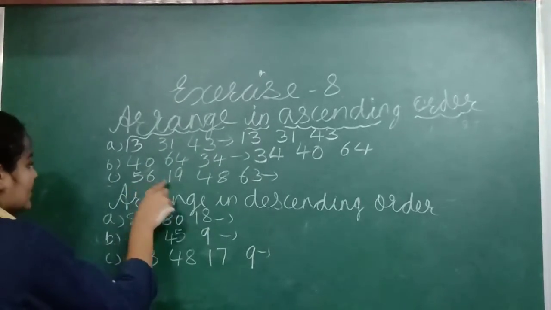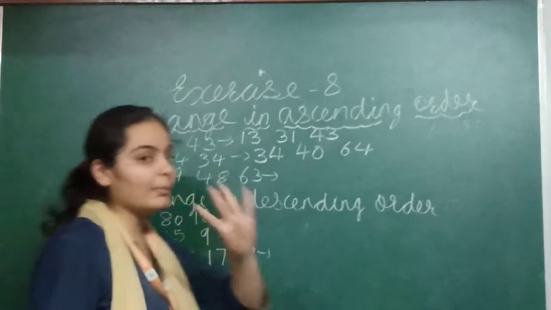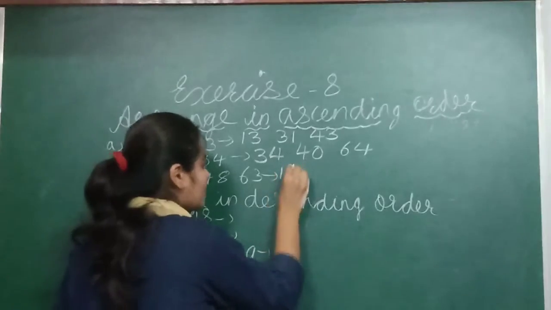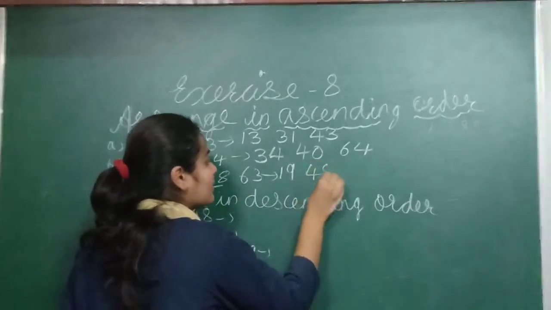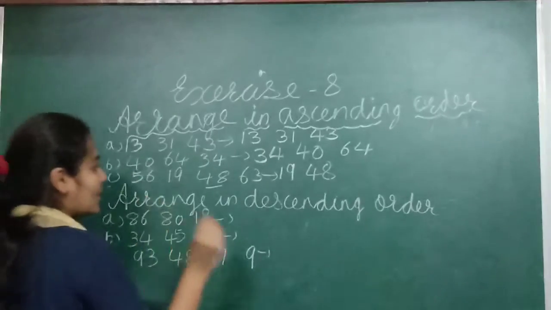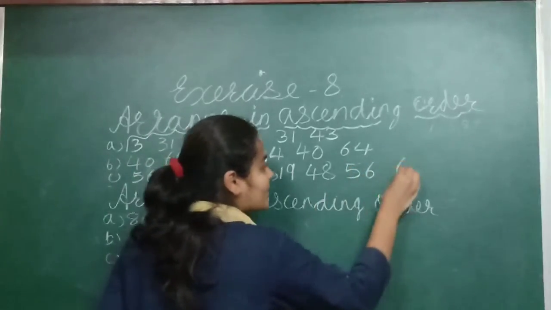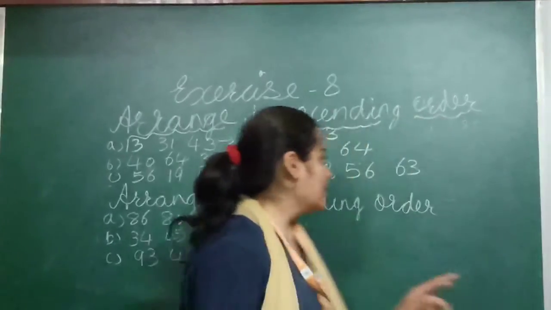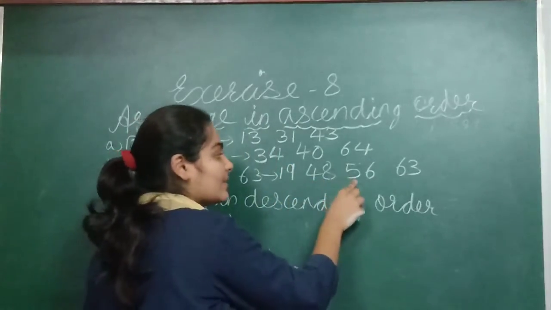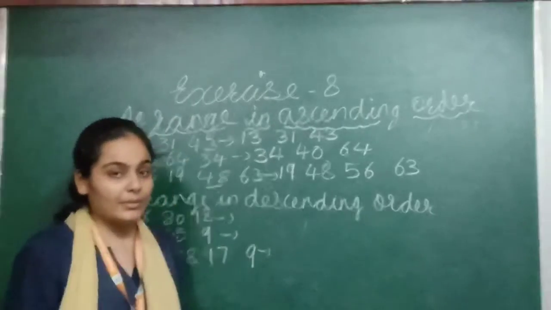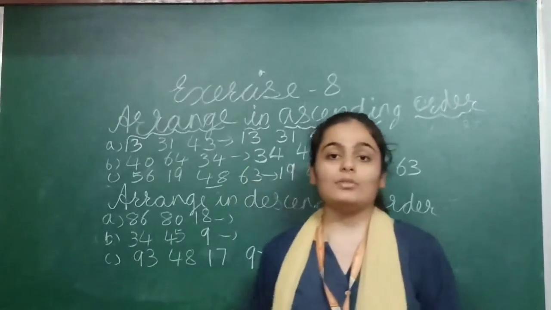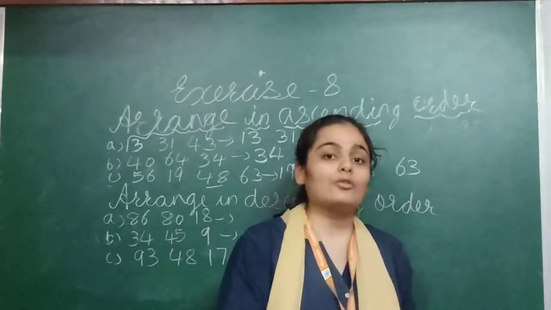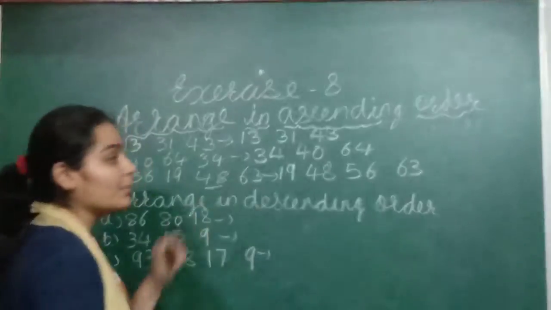Okay. 56, 19, 48, 63. Here 4 numbers are there. Okay. So which number is smallest? First 19, then 48, yes, then 56, then 63. So 19 is the smallest and 63 is the biggest. Okay. 19 से बड़ा 48, 48 से बड़ा 56, 56 से बड़ा 63. Okay. So likewise we have to do ascending order. We always have to start with smallest and we have to complete with the biggest among the numbers.